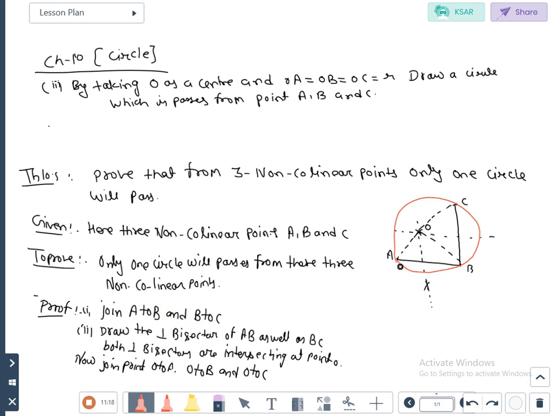आपको स्टूडेंट्स क्या करना है, O को सेंटर कंसीडर करना है, OA इक्वल OB इक्वल OC रेडियस है. Open your steel needle at that point, pencil needle at that point, then you will draw a circle.